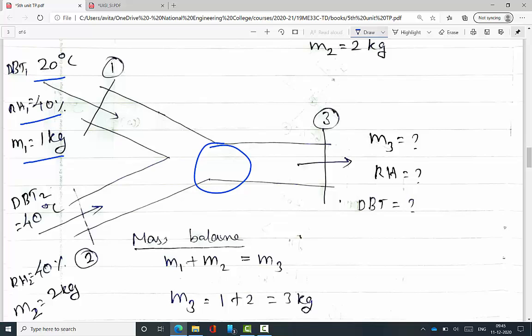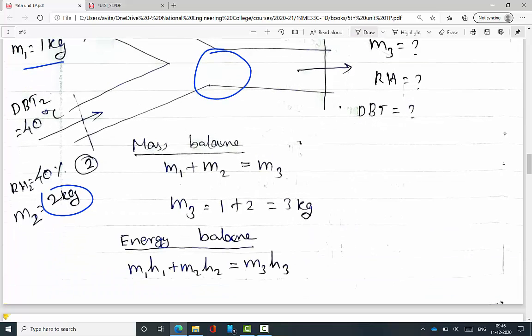Which is m3. We know here m1 is equal to 1, here m2 is equal to 2, therefore m3 equals 1 plus 2 equals 3. It's a very simple calculation. And what is the relative humidity and what is the DBT? Those are the unknown values. m3 is very easy. Mass balance: m1 plus m2 equals m3, therefore m3 equals 1 plus 2 equals 3 kg. Simple calculation. And another thing is energy balance.